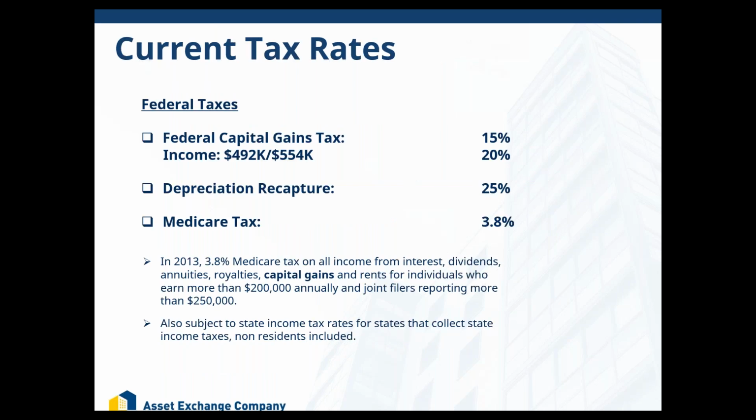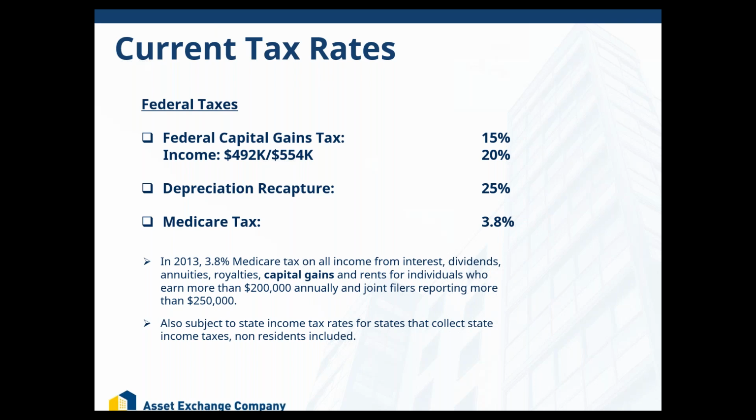Okay. Now, what are current tax rates? Well, when you sell real property, if you have any gain in the property, you're going to be subject to capital gains tax. Now, capital gains tax right now is either 15% or 20%. The 15% capital gains tax rate is applied if you're single and you have income of less than $492,000 a year, or if you're married and you have income of less than $554,000 a year, right? That's where you're at the 15% capital gains tax rate.